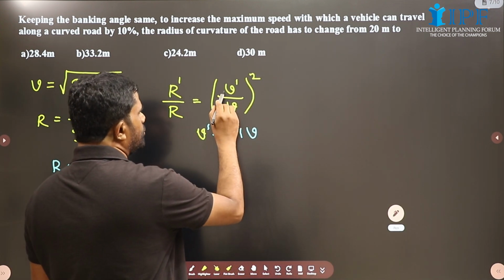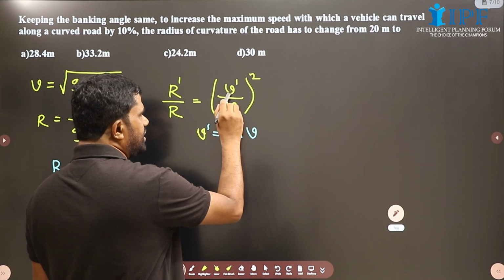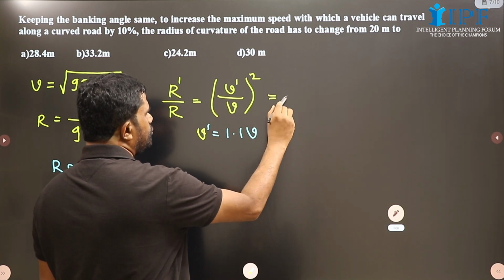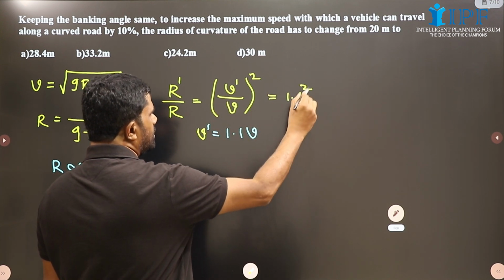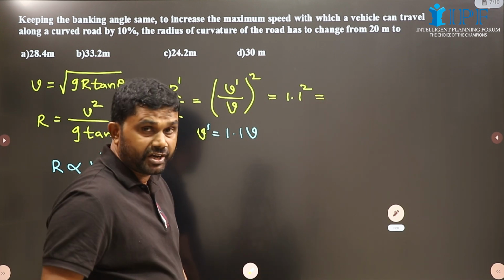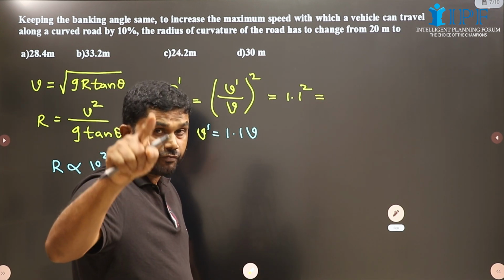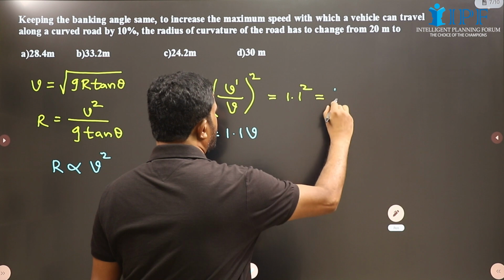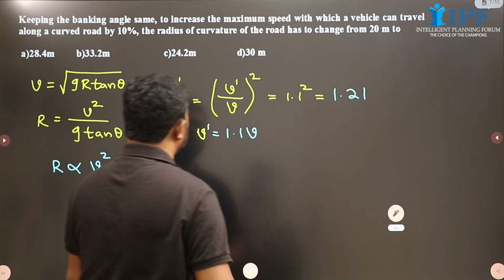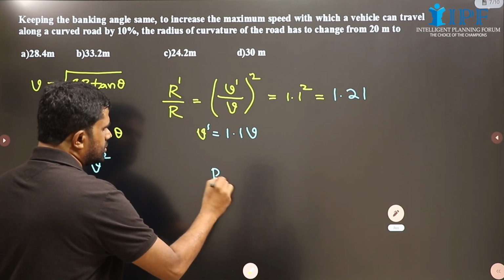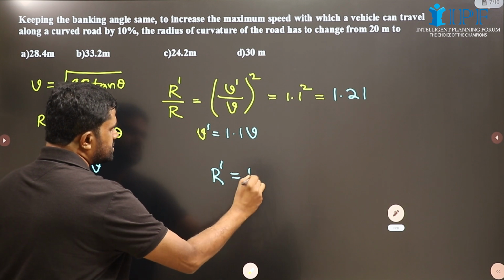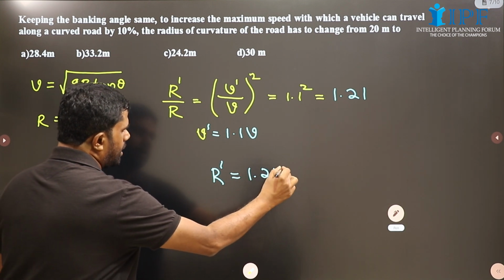See, when you put v dash equal to 1.1 v divided by v, you will get 1.1 squared. And what is the square of 11? 121. So the square of 1.1 will be 1.21. So r dash, the final radius, is equal to 1.21 r.